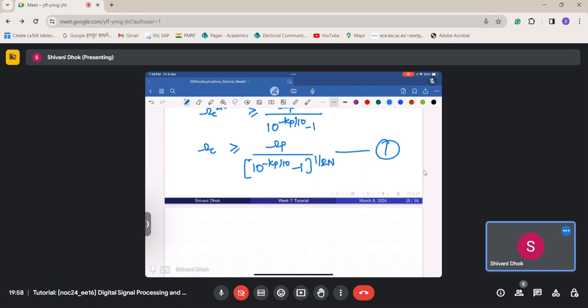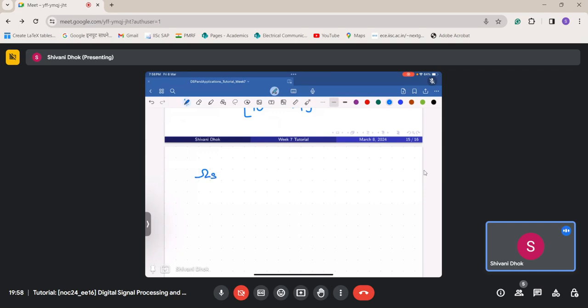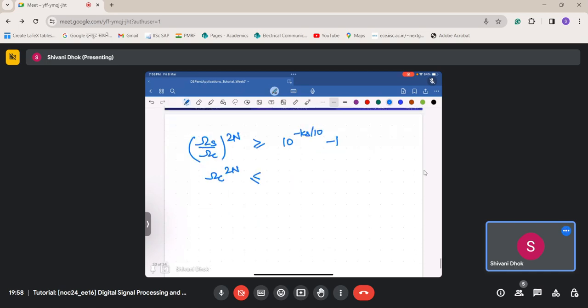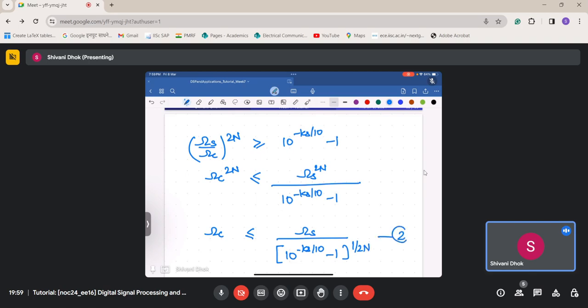Now we have another relation, where (omega s upon omega c) to the power 2n is greater than or equal to 10 to the power minus ks by 10 minus 1. So now I have omega c to the power 2n less than or equal to omega s to the power 2n upon 10 to the power minus ks by 10 minus 1. So this omega c is less than or equal to omega s upon (10 to the power minus ks by 10 minus 1) whole to the power 1 by 2n. So this is the second equation that I am having.